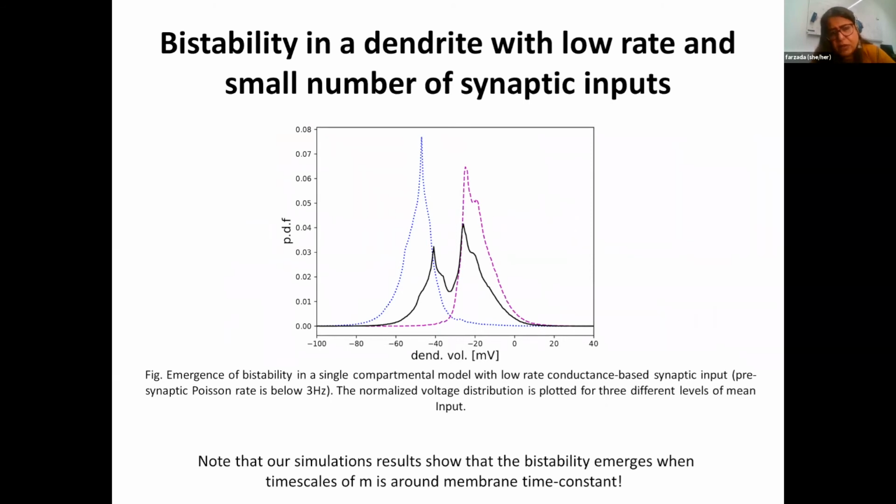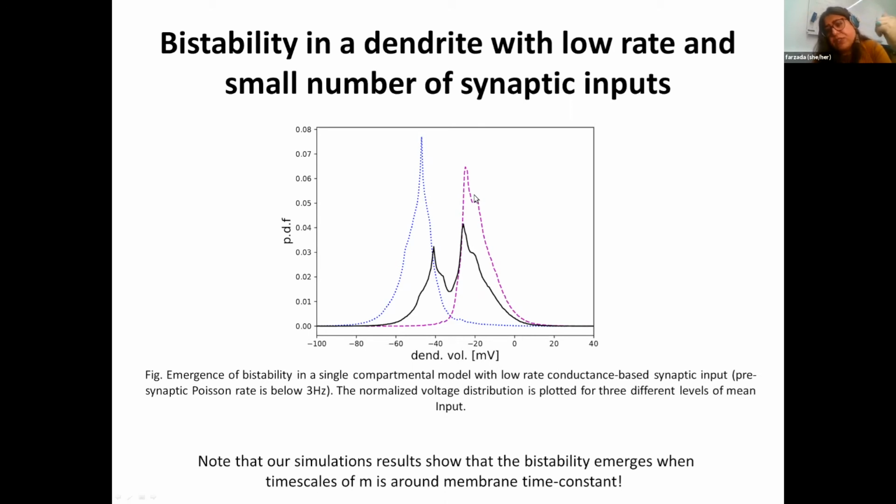So we also constructed another example that cannot be understood by the analytical machinery that we have, with a low rate Poisson input with a very small number of synapses, I think 20 synapses, and with the rate below 3 hertz. And then you can see that again, below the bistable region, you have a single peak distribution. When the bistable region is present, you get the double peak. And when you go beyond it, you get a single peak again.